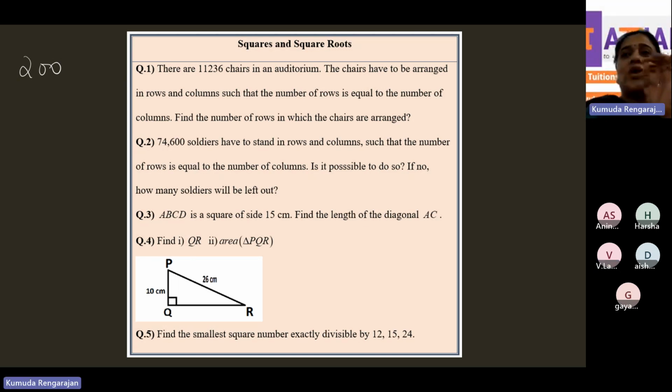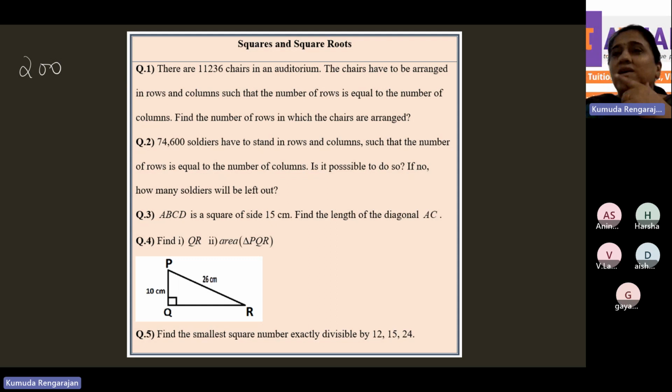14 rows and 14 columns. 14 14s are 196. So 14 rows and 14 columns will use up 196 chairs. See, we think 14 rows and 14 columns will need only 28 chairs. No. 14 rows and 14 columns will need 14 into 14, 196 chairs.